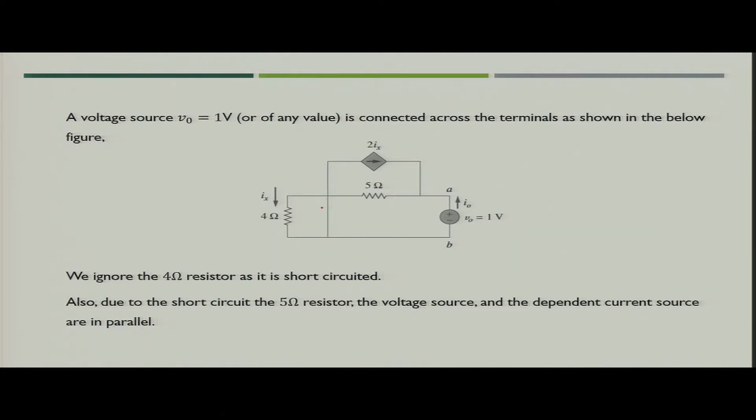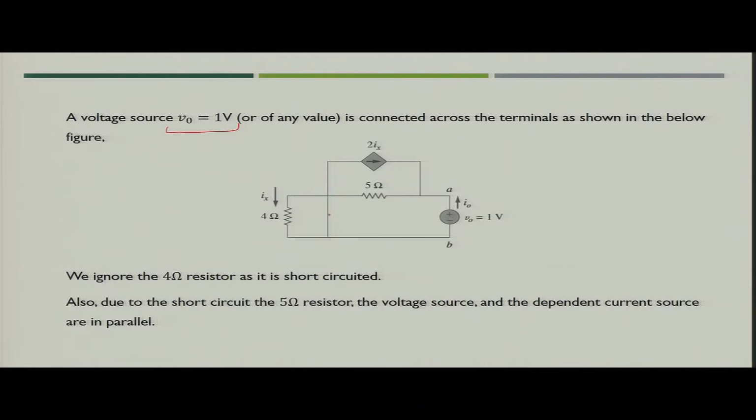Now, to find the value of Rn, what do we have to do? We have to apply an external voltage supply V naught equal to 1 volt, and find the value of I naught flowing through this external voltage source. Now, if you see this segment of the circuit, this is the short circuit component because of the voltage source we short circuited. So, the 4 ohm resistance you see here is now short circuited.